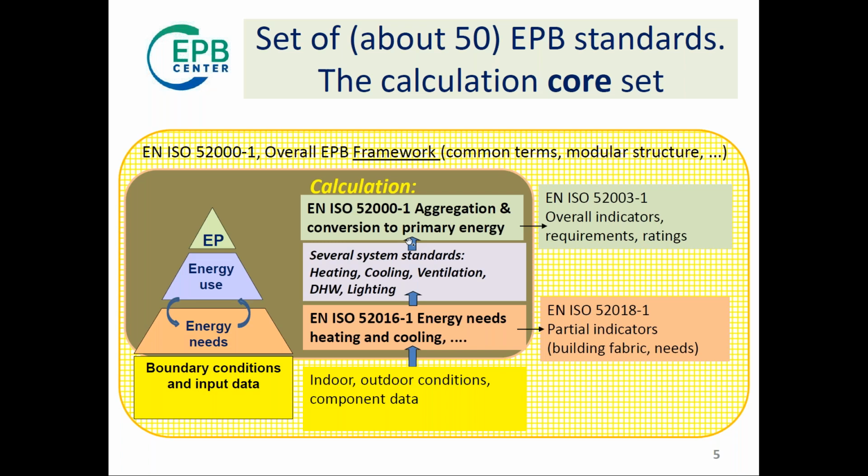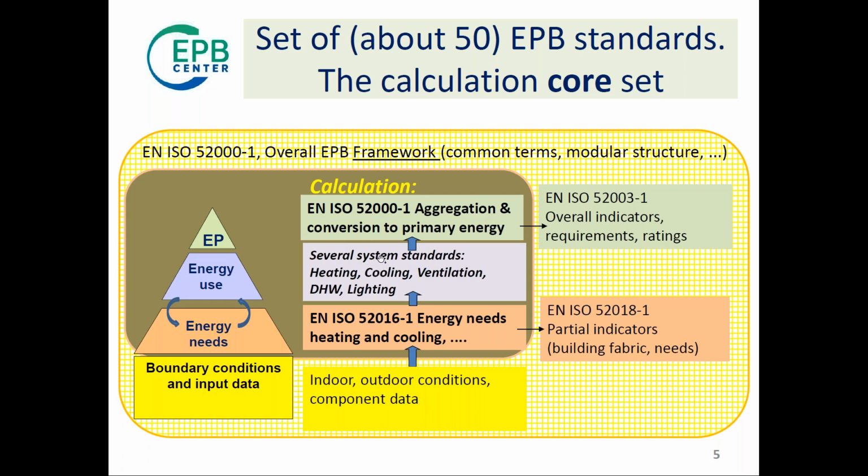So what else do we have? Let's look at the core set for the calculation. Now we see the pyramid in full glory. The overall energy performance, as I said, is aggregated from all the data of the systems which use energy, from heating to lighting. And in order to calculate the energy used by the systems, of course, you need to know the energy needs. To calculate the energy needs, you need to know the boundary conditions and the input data. So the core set is described by the energy needs standard, EN ISO 52016. Then you have several system standards for heating, cooling, ventilation, domestic hot water, and lighting. But then the second important standard is EN ISO 52000 to aggregate all this.